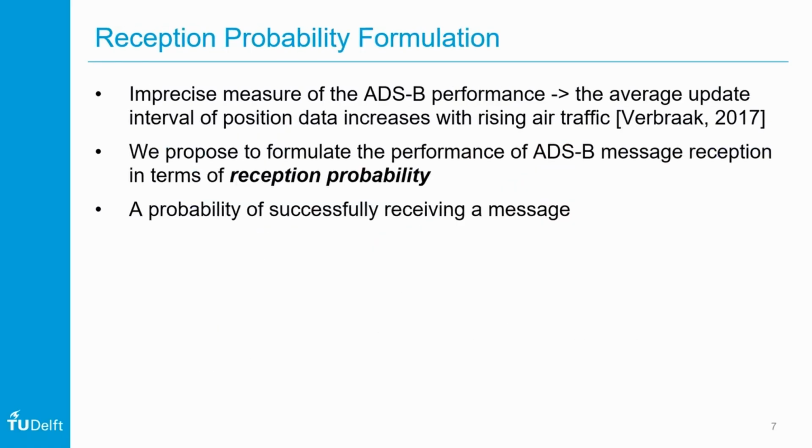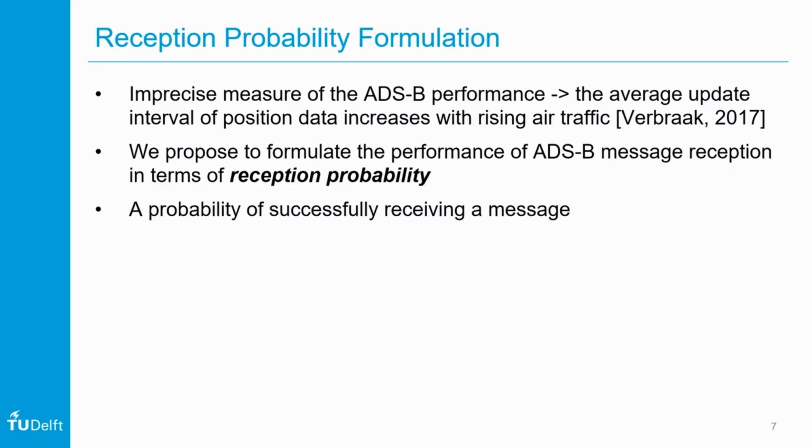Then we talk about the reception probability formulation, and I come up with this idea because I read this paper from 2017. This paper stated that the average update interval of position data increases with rising air traffic. Although this is kind of an insight, but we think that this is an imprecise measure of the ADSB performance, because position data itself, we know it is transmitted every 0.5 seconds. And when you say average update interval, it's kind of incorrect. So we formulate it in another way, and we call it reception probability.